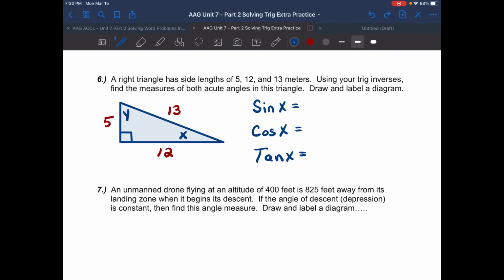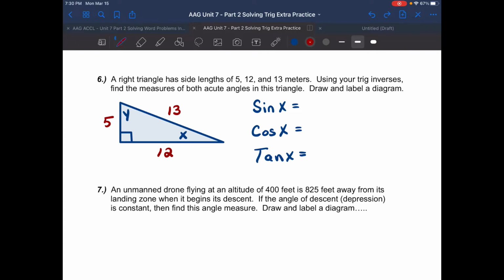Now let's try an example of what we just talked about. I'd like to use an inverse to backtrack and find the measure of an angle. So let's take a look here. A right triangle has side lengths of 5, 12, and 13 meters. Using your trig inverses, find the measures of both acute angles in this triangle. I've labeled them as x degrees and y degrees. You can use theta, or any other variable you'd like.